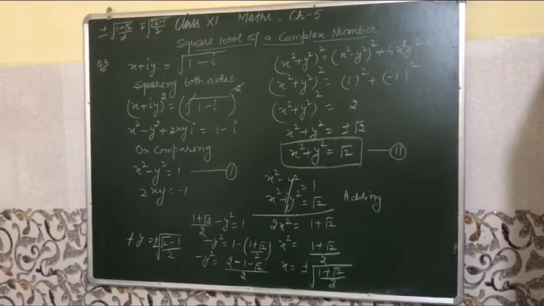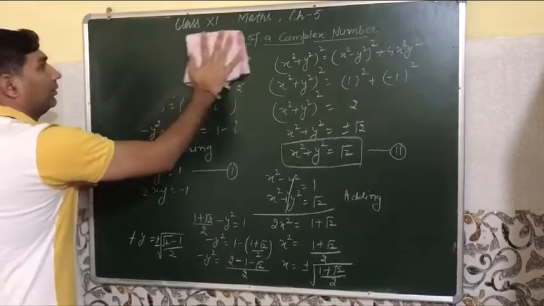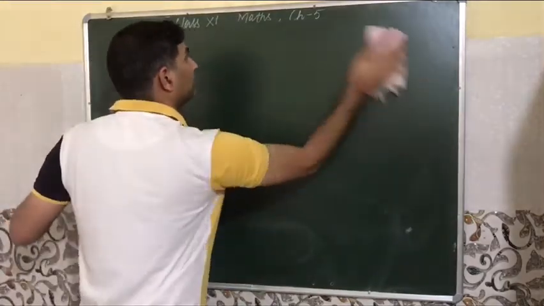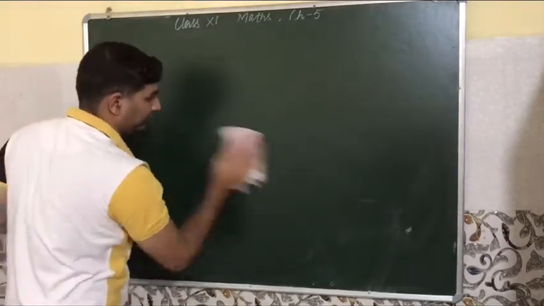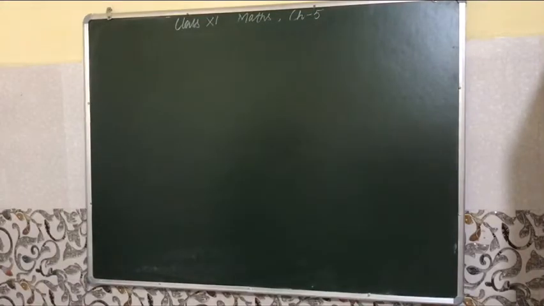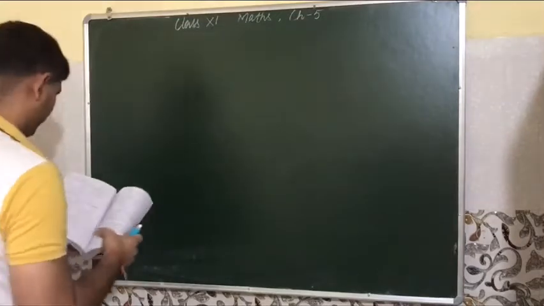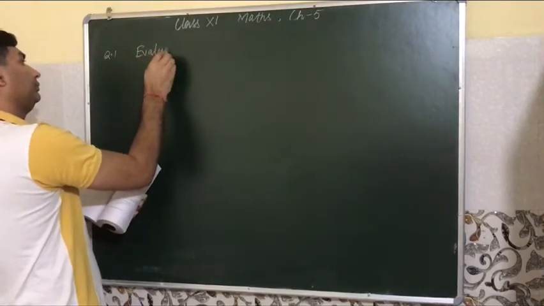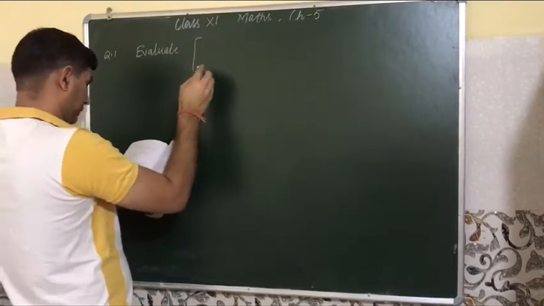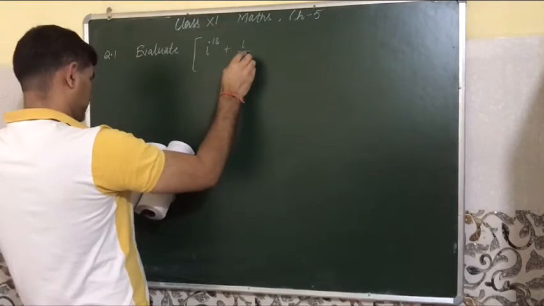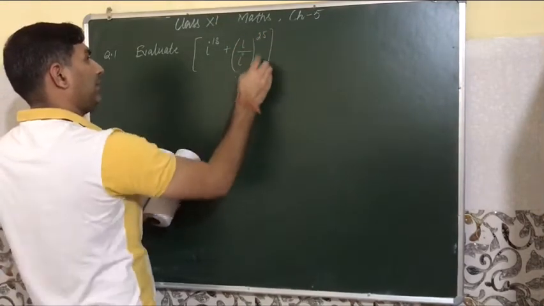Miscellaneous exercise. One, two questions of the miscellaneous exercise we will do. Question one: evaluate iota raised to power 18 plus 1 by iota raised to power 25, whole raised to power 3.